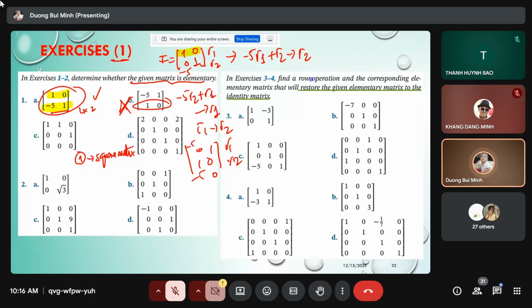Now find a row operation and the corresponding elementary matrix that will restore the given elementary matrix to the identity matrix. They just ask us to calculate back so that the matrix here becomes I. This one is I2, and this one is I3. Very easy. Find a row operation.